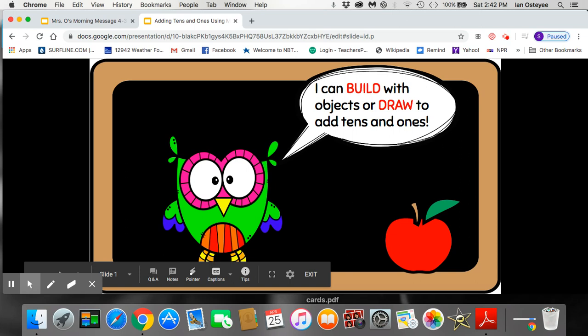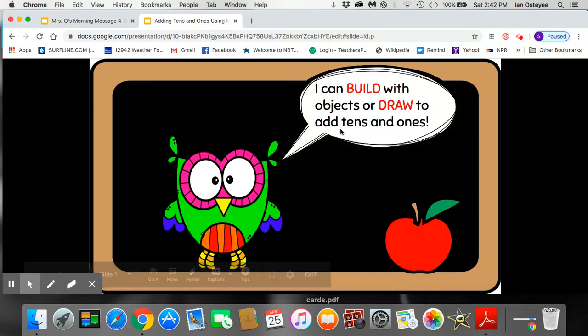Okay, guys, let's figure out what our lesson is today. This says I can build with objects or draw to add tens and ones. Let's find out what that means.